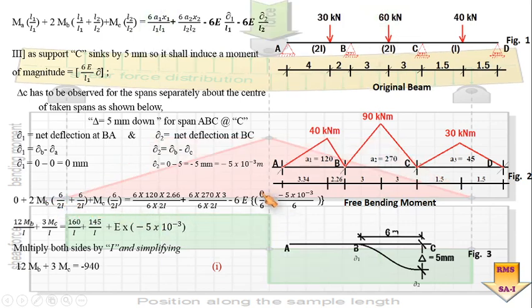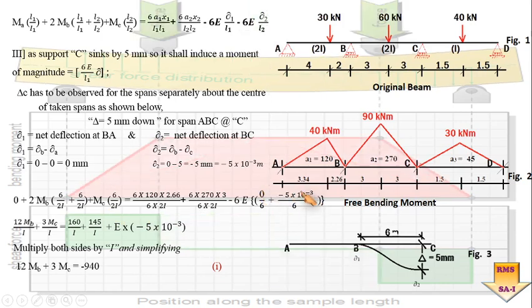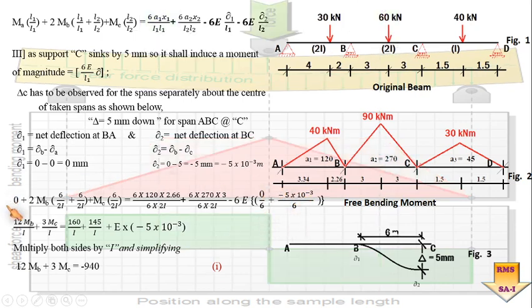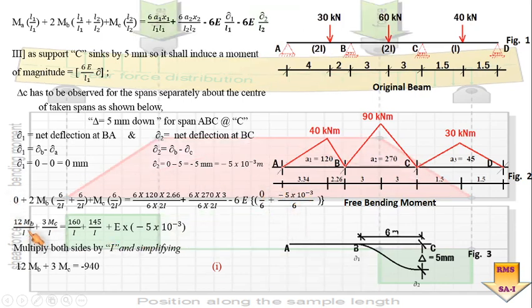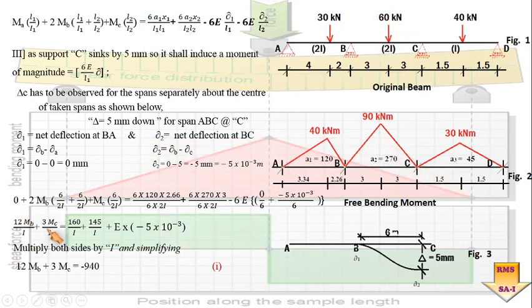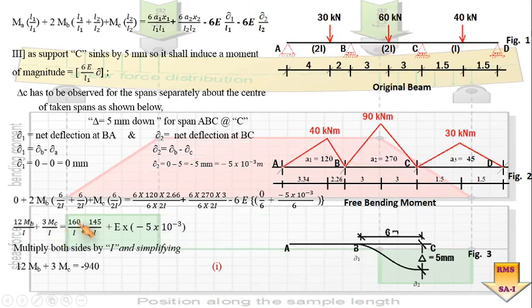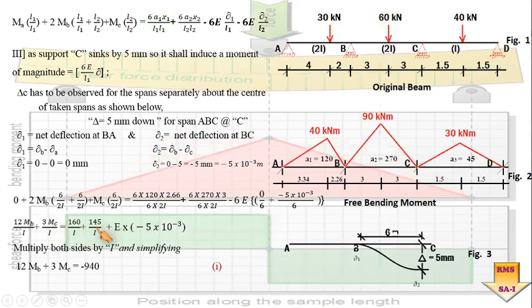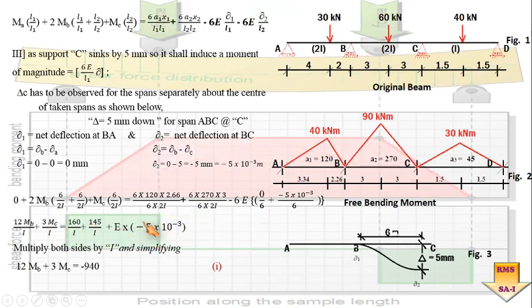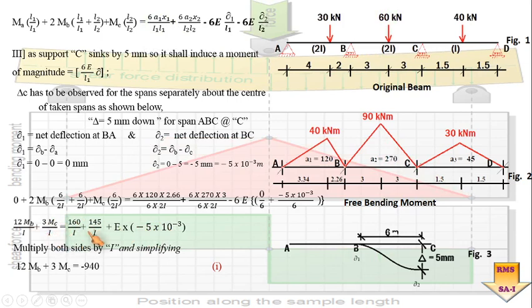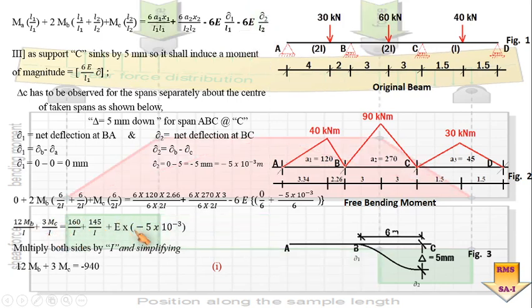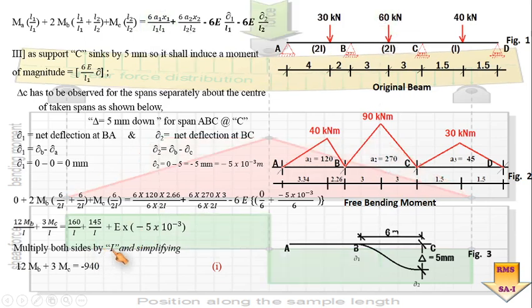You can see here delta 1 was 0, so delta 1 by L1 and delta 2 by L2. After simplifying this, I come across this particular equation. Simplifying this, 12 MB by I plus 3 MC by I is equal to 160 by I plus 145 by I plus E into this delta value. Is it okay? Now looking at this, here I is missing, here I is missing. So what I did, I simply multiplied both the sides by I.